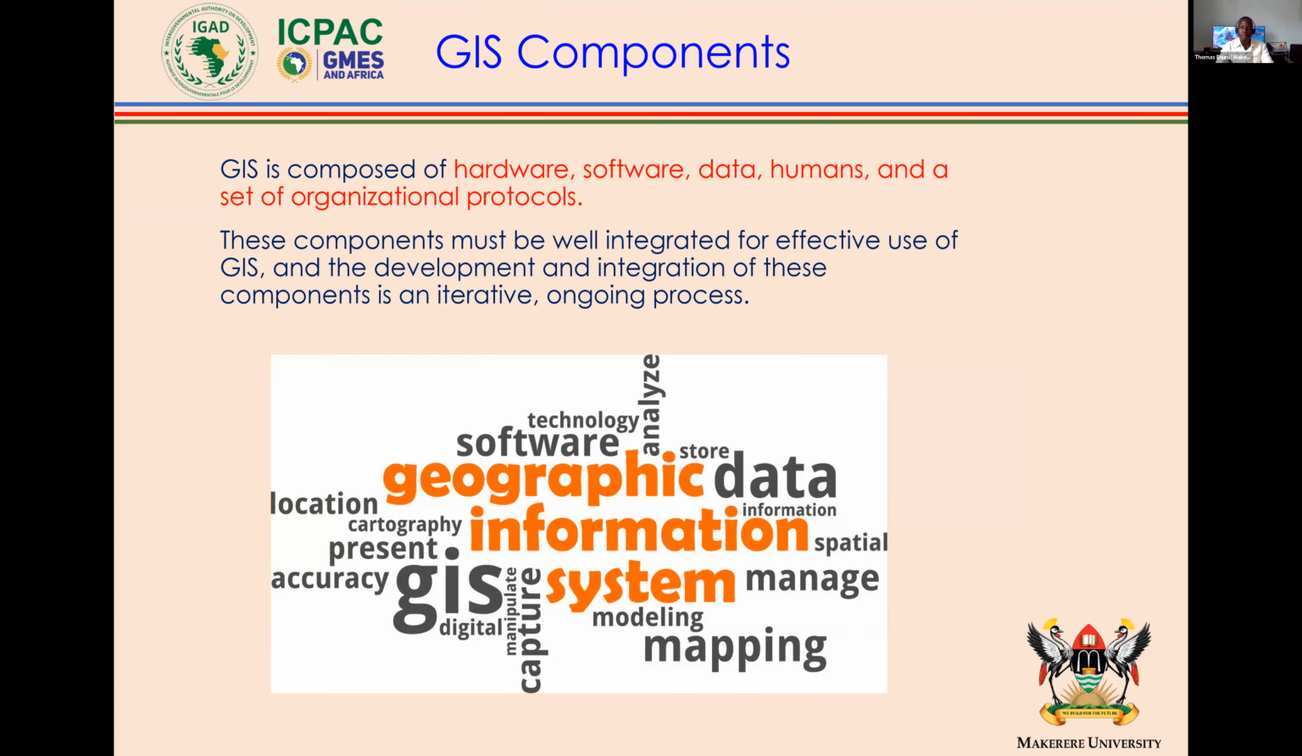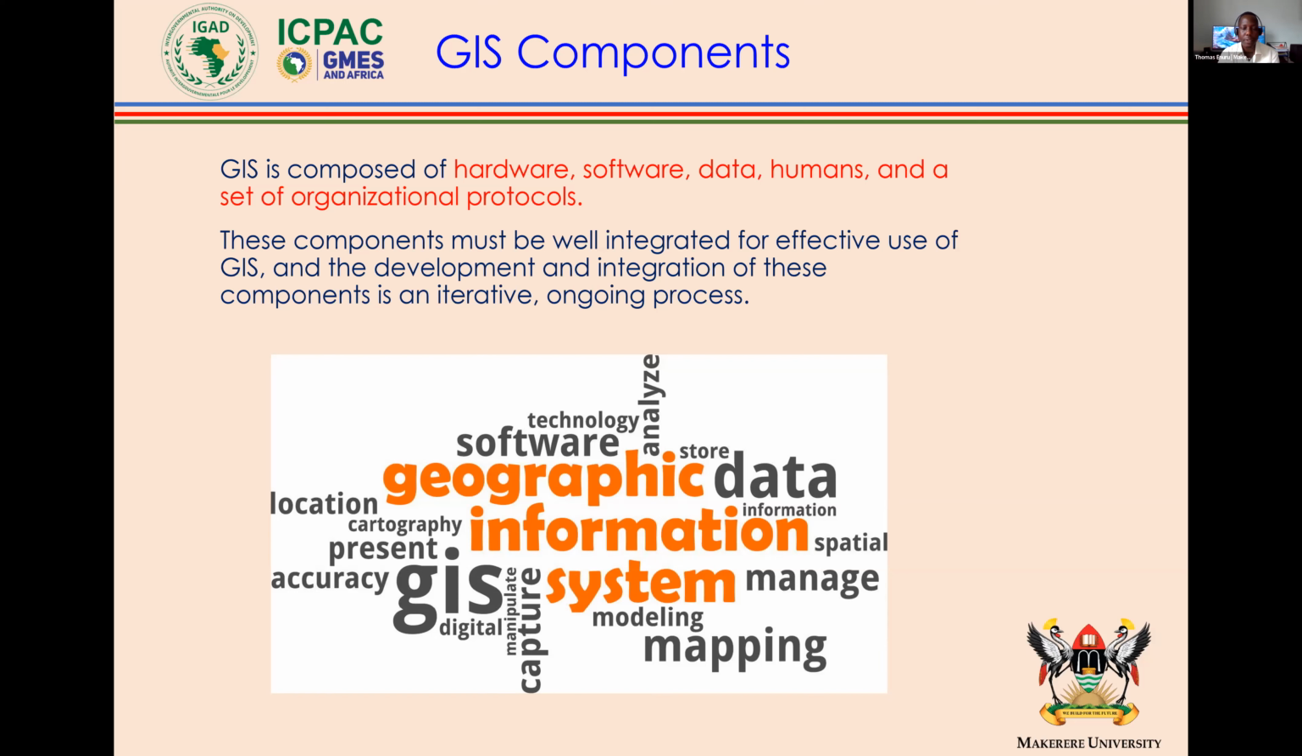So let's look at the components of a GIS. GIS is composed of hardware. Like I just mentioned, the GIS is a tool, but this tool is a system. And that's why it's called a GIS, or Geographic Information System. So it's composed of different components. And one of the components is the hardware.